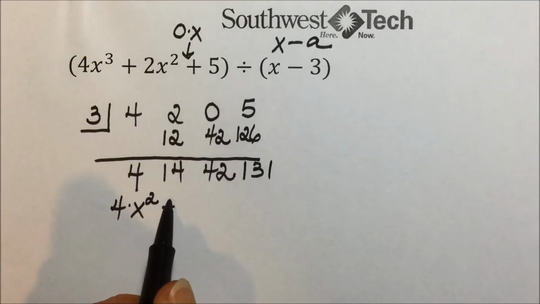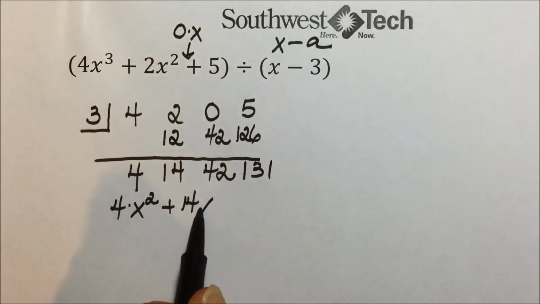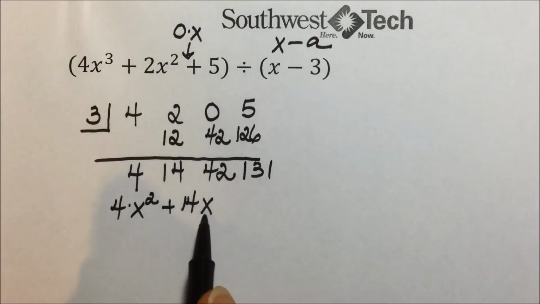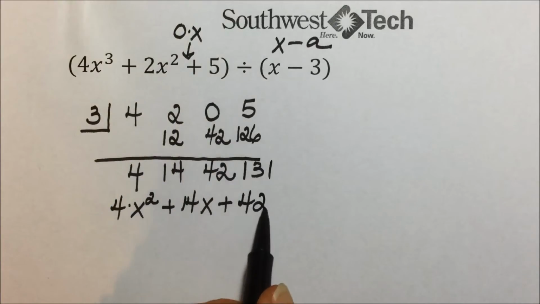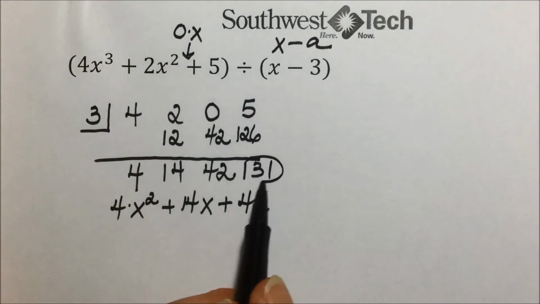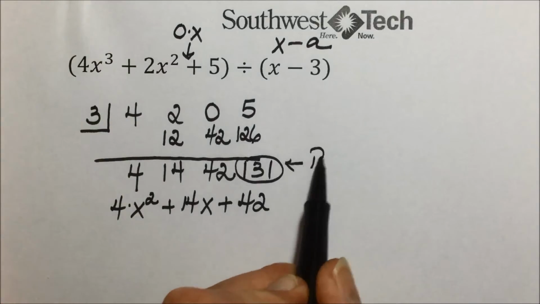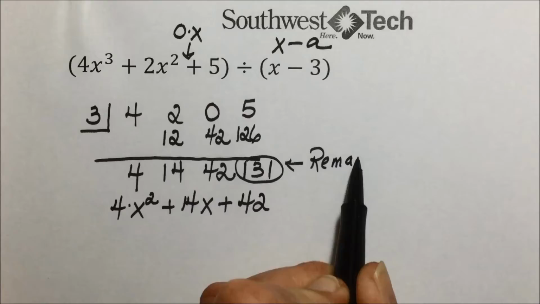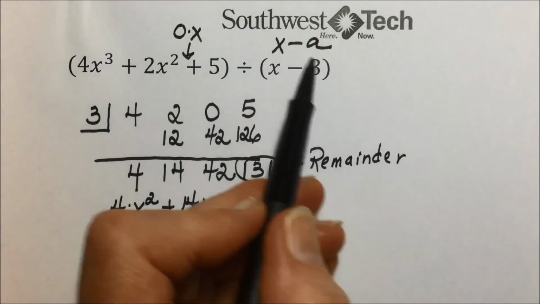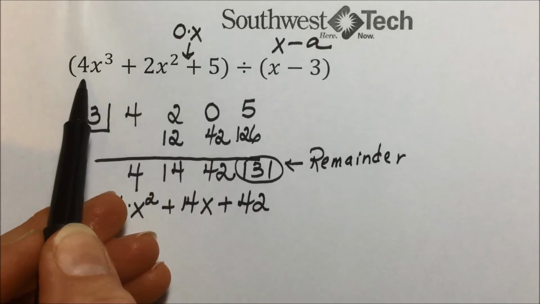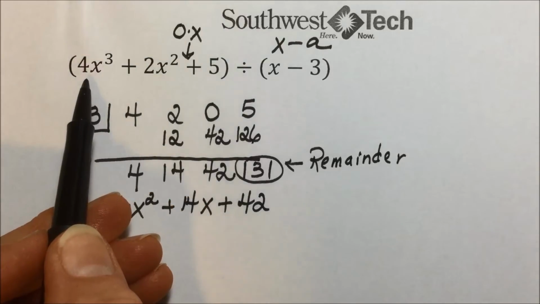The next term is the coefficient of the next lowest power, and since we're at x, our next value is our constant term. This last value here is our remainder. That's telling us that x minus 3 did not go in evenly into this polynomial, so it's not a factor.